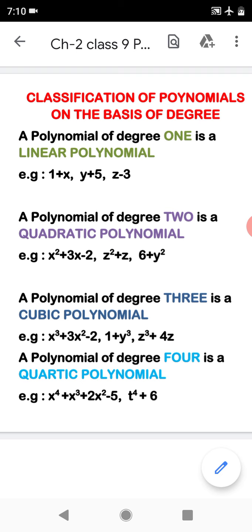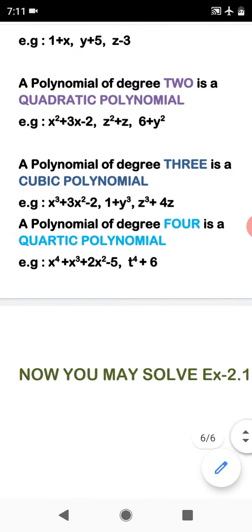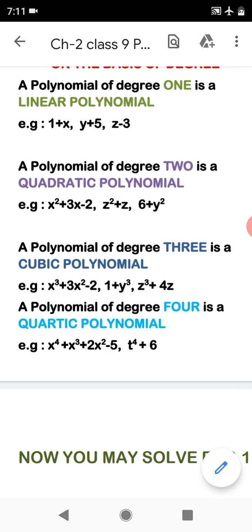Please do not confuse quadratic and quartic. They are different, right? Degree 2 means quadratic. Degree 4 means quartic. So now you are ready to solve exercise 2.1 of your chapter 2.